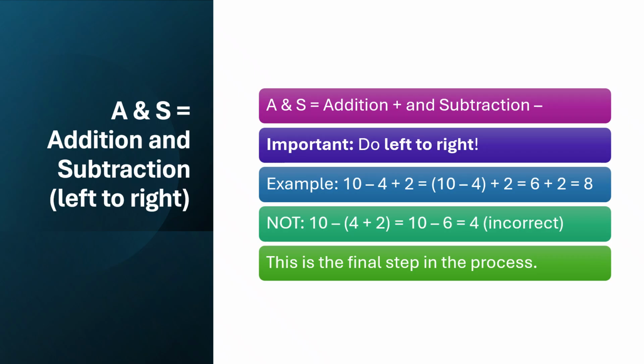Finally, we come to addition and subtraction, the last level in PEMDAS. Just like M and D, A and S are done in left to right order. Example, 10 minus 4 plus 2. You would subtract 4 from 10 to get 6, then add 2 to get 8. If you grouped 4 plus 2 first and then subtracted, you'd get 4, which is incorrect. By using left to right consistently, your answers will always match the rule.